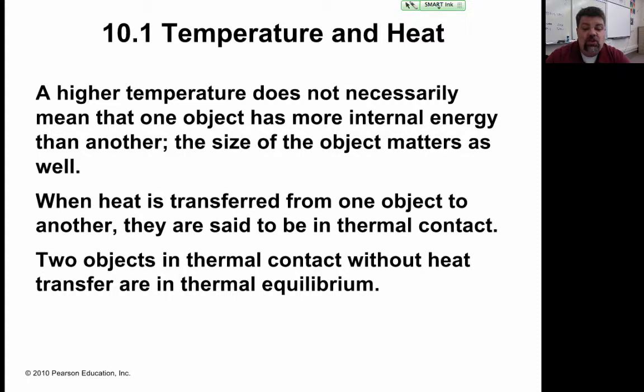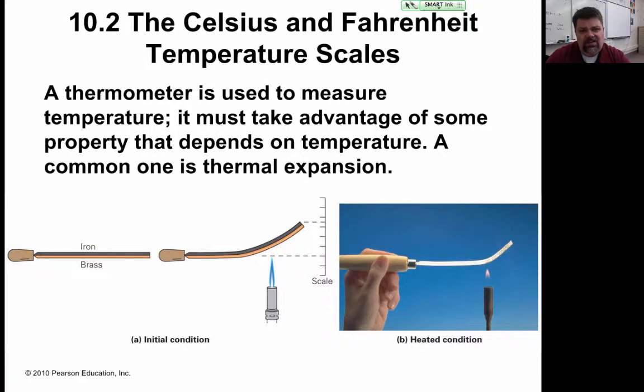Two objects in thermal contact without heat transfer is what we call thermal equilibrium. And at some point in time, the whole universe will reach thermal equilibrium. When there's no more energy to be transferred, then that's it. There won't be any temperature. So then a thermometer is used to measure temperature.